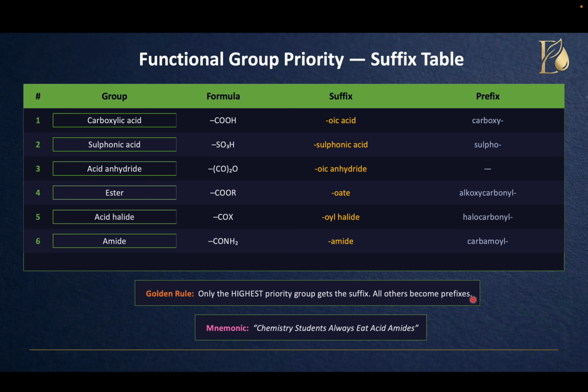What does it mean? It means that during the naming of compounds, maybe some functional groups repeat. Maybe in a single compound there will be multiple functional groups. There are multiple complications that come during the naming of the systems, but we will discuss and make everything clear. But you can keep this point in mind. Only the highest priority group gets a suffix. All others will become prefix.